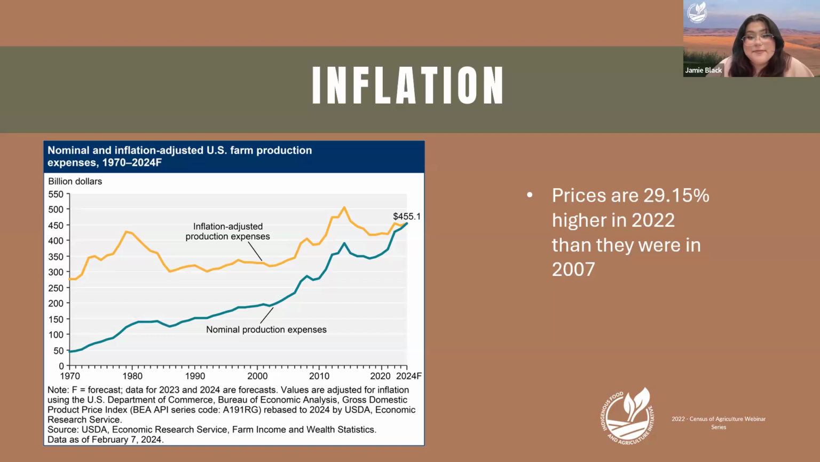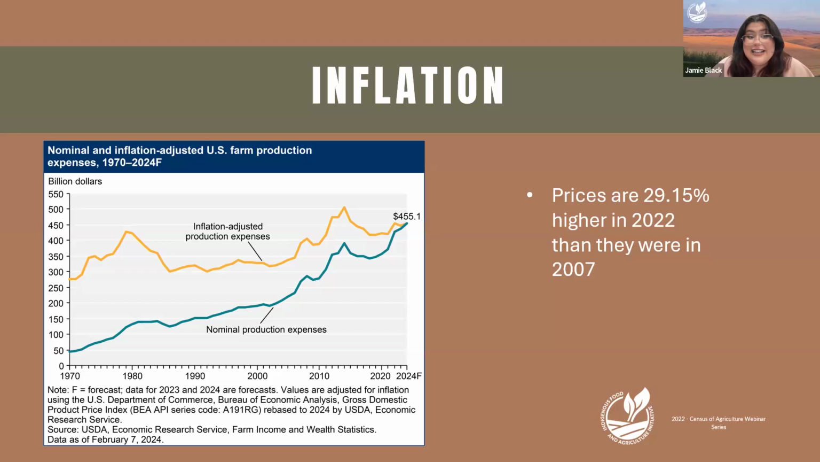And the graphic on the screen is showing the inflation adjusted US farm production expenses. It's a visual to go along with what the farm production expenses are, on top of seeing how inflation has impacted that. So in 2022, $1,000 is equivalent to the purchasing power of about $708.48 in 2007. So almost a $300 difference.